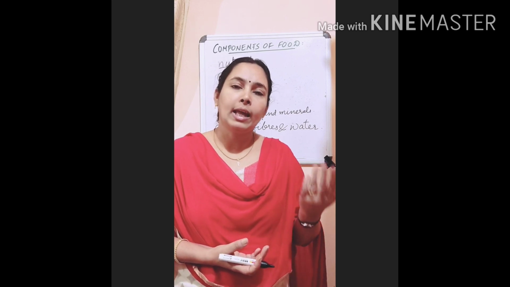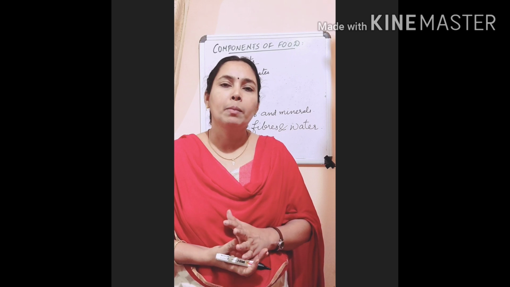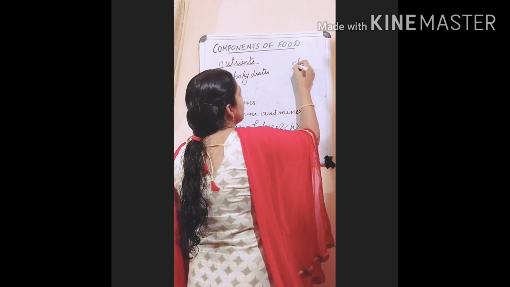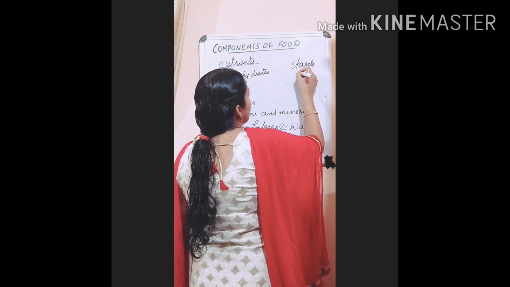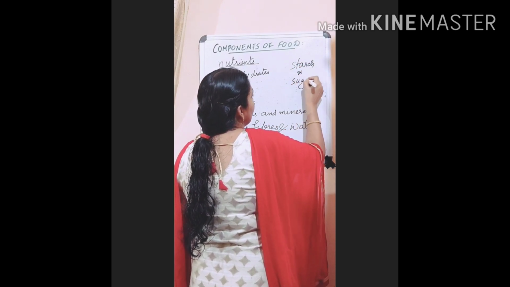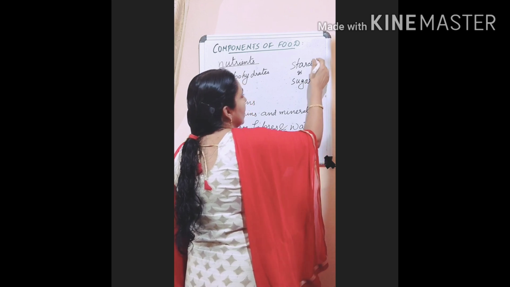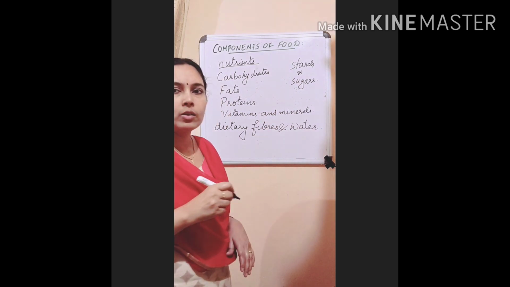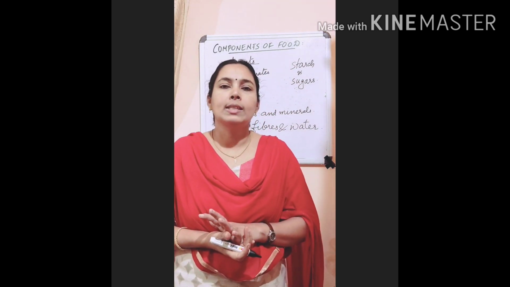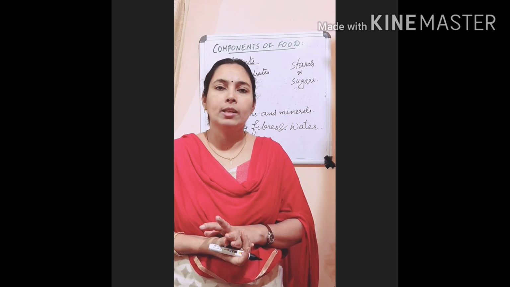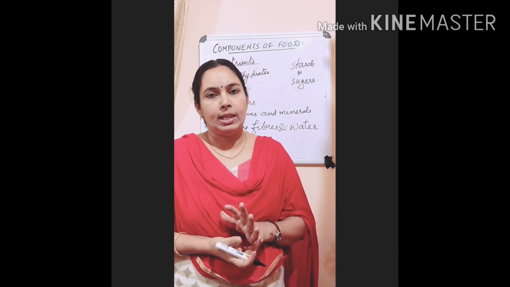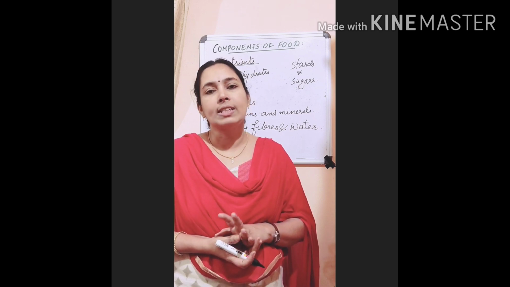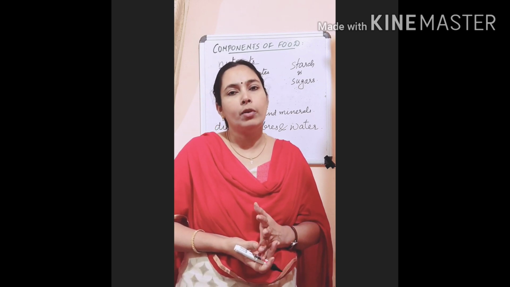And there are many types of carbohydrates, and the main carbohydrates found in our food are in the form of starch and sugar. So starch is a complex carbohydrate that is present in most of the food items. So first we can look at how we can test whether starch is present in a food item.